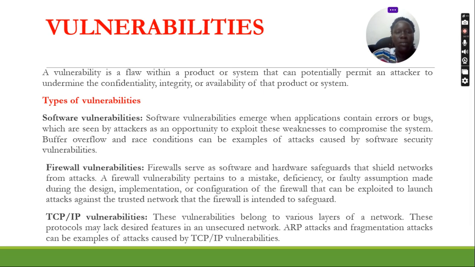A vulnerability is a flaw within a product or system that can potentially permit an attacker to undermine the confidentiality, integrity, or availability of that product. The types of vulnerability include software vulnerabilities. Software vulnerabilities emerge when applications contain errors or bugs, which are seen by attackers as an opportunity to exploit these weaknesses to compromise the system.